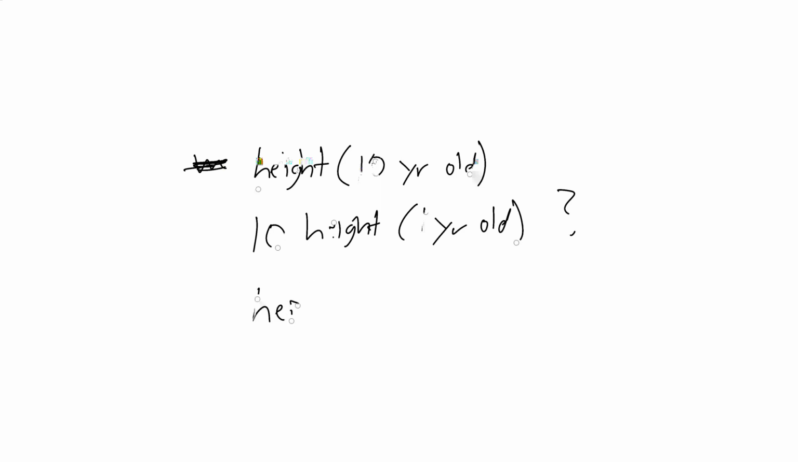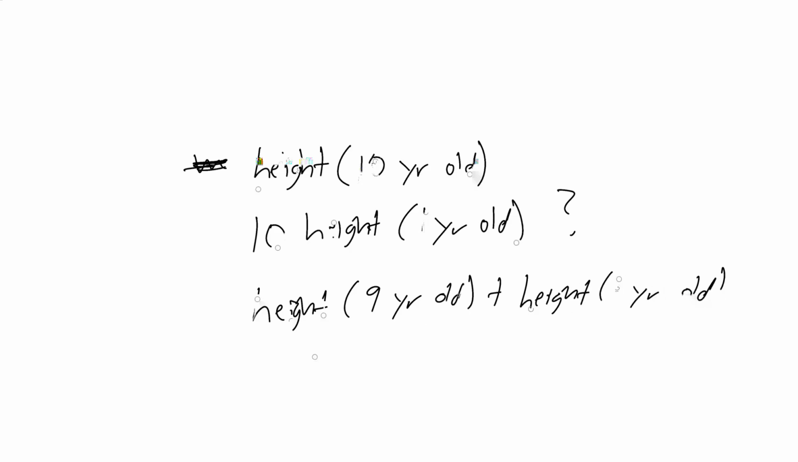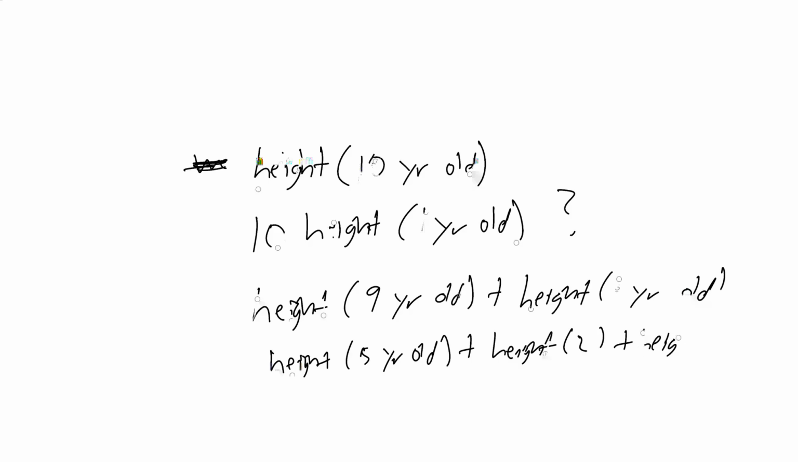Is that going to be equal to the height of a 9-year-old plus the height of a 1-year-old? I would say probably not. Is it going to be the height of a 5-year-old plus the height of a 2-year-old plus the height of a 3-year-old? You kind of put this into perspective and visualize the heights of those various people on average, you quickly realize that's not going to be the case.